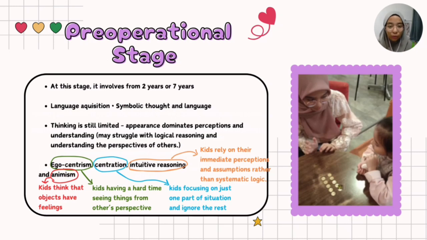The third one is intuitive reasoning. While logical reasoning is still developing, children in the pre-operational stage may use intuitive reasoning to solve problems. They often rely on their immediate perception and assumptions rather than systematic logic.